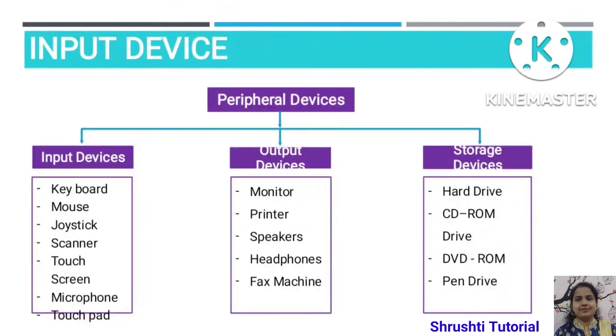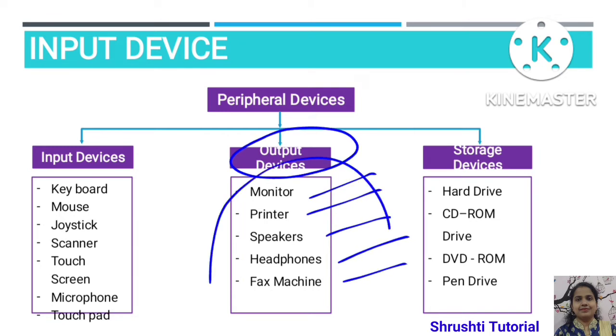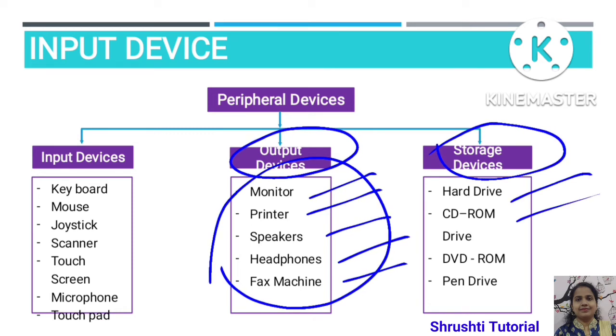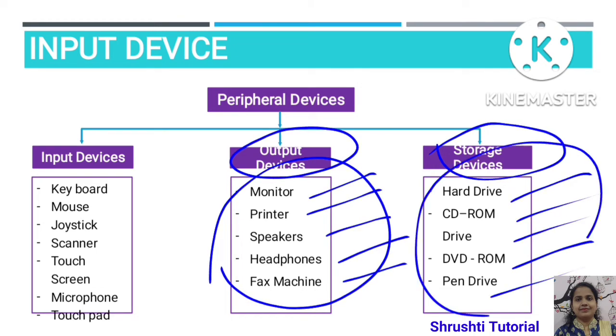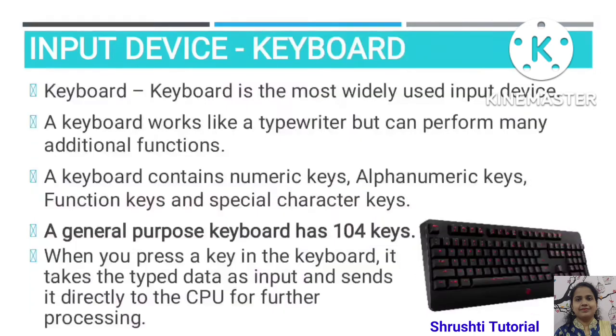Okay. Output devices. After processing, we can see the result through output devices like monitor, printer, speakers, headphone, fax machine. These are examples of output devices. Then storage devices. Using the storage device, we can store the data. Examples of storage devices are hard drive, CD-ROM, DVD-ROM, pen drive. These are examples of storage devices.